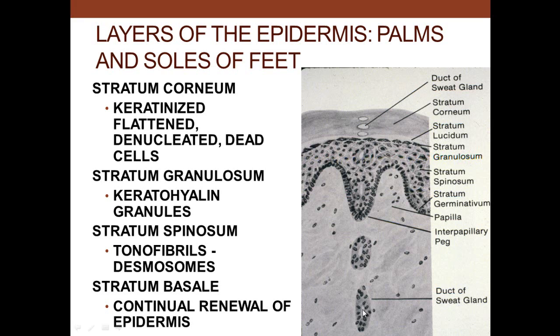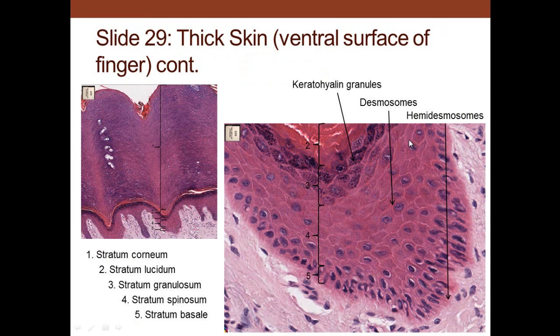Here we can see a sweat gland. There's a sweat gland duct coming up through there, and that sweat duct continues all the way up into here and discharges its sweat on the surface. So we have different layers. There's also another layer right in here, stratum lucidum. It would be the fifth layer that we see.